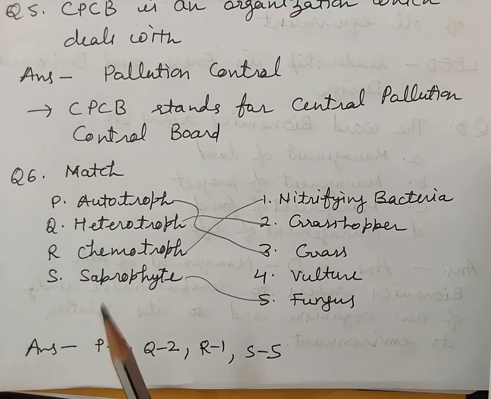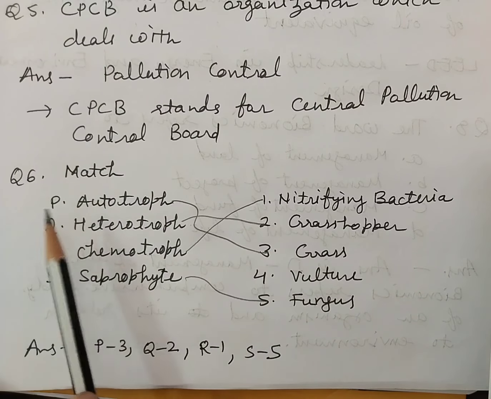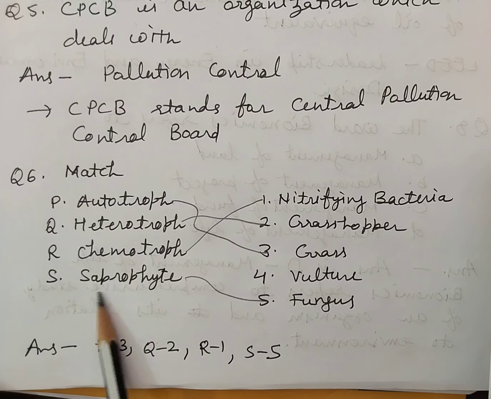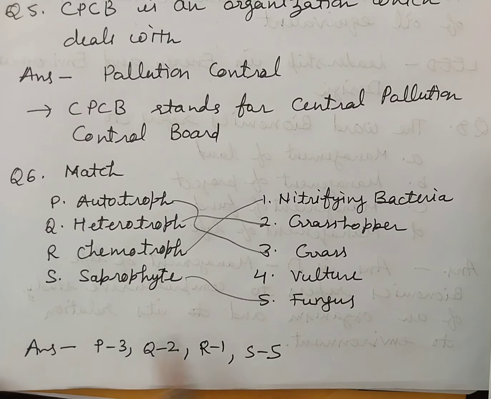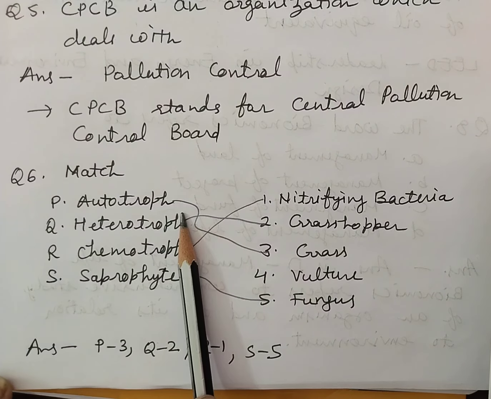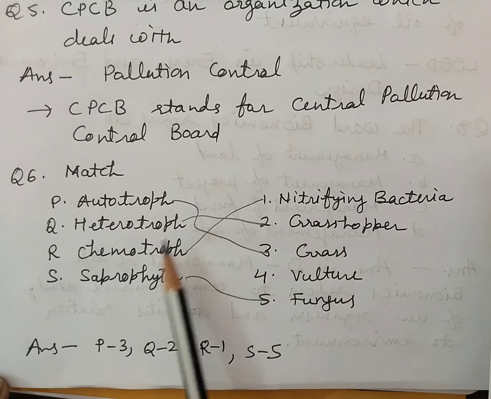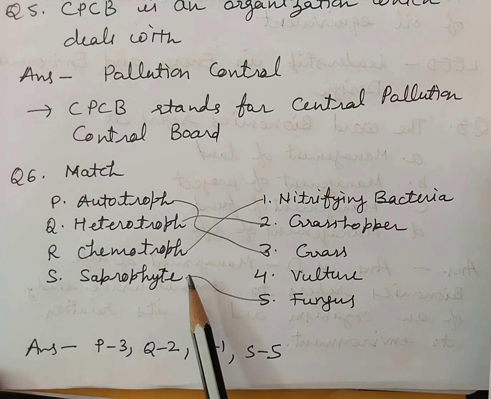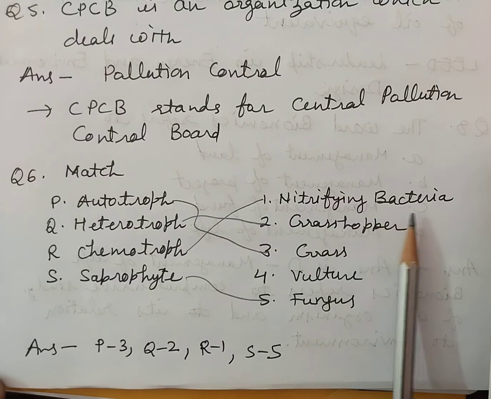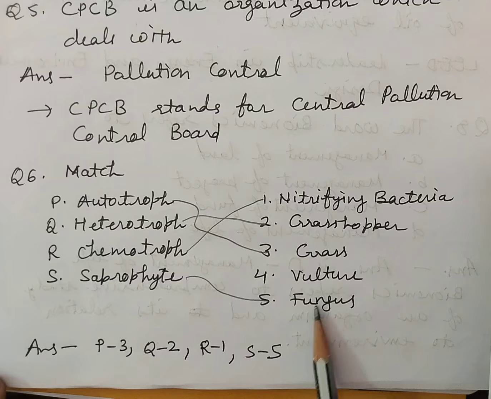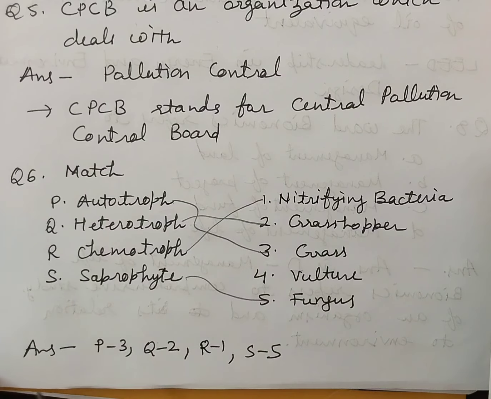Now coming to the sixth question, that is a match question. PQRS: autotroph, heterotroph, chemotroph and saprophyte. Answer is: grass is autotroph, P2. Grasshopper is heterotroph, Q2. Nitrifying bacteria are chemotroph, R1, and fungus is a saprophyte.